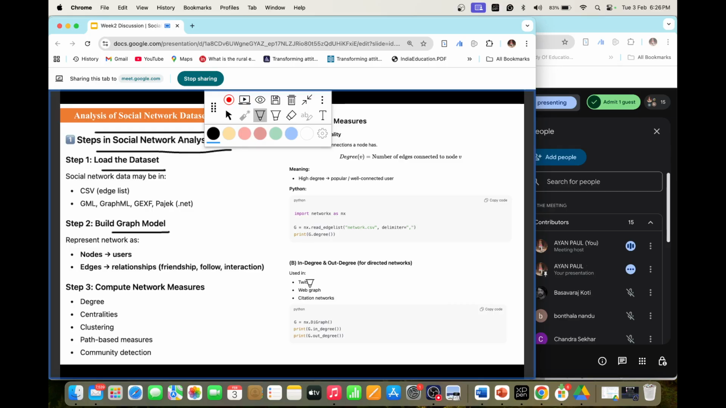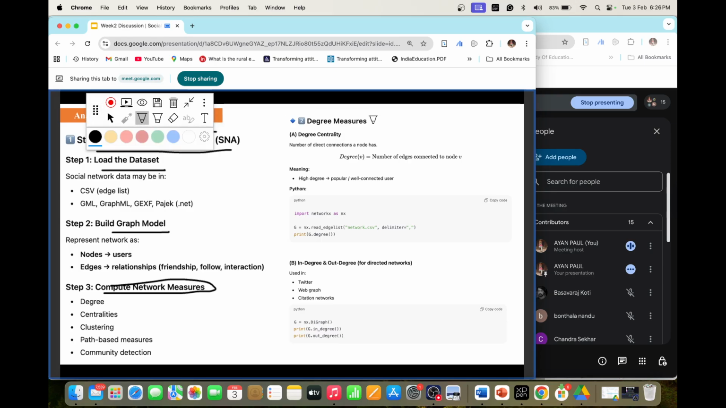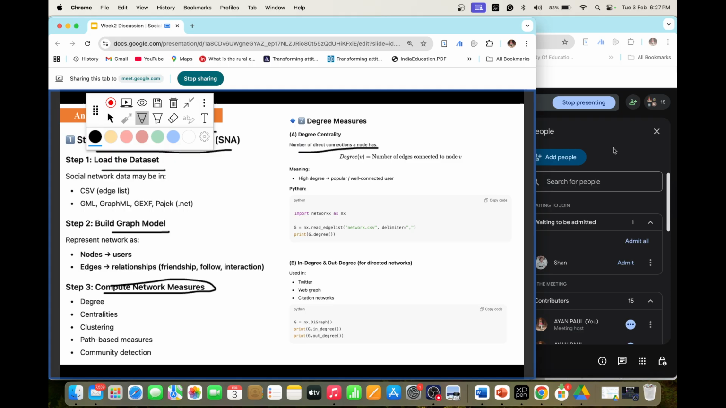Yeah. So after loading the dataset, you have to build the graph model. Once you build the graph model, you have to compute the network measures. Okay, so let's see what the network measures are. First is degree. That is very common and very much used. So what is degree? The number of direct connections the node has.